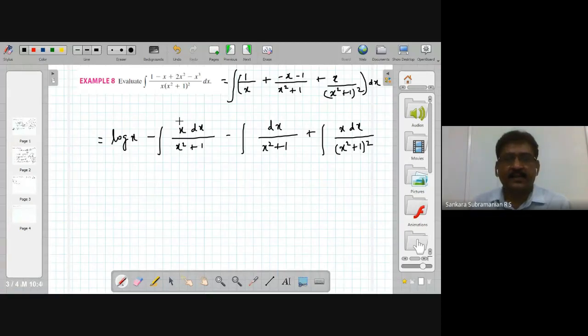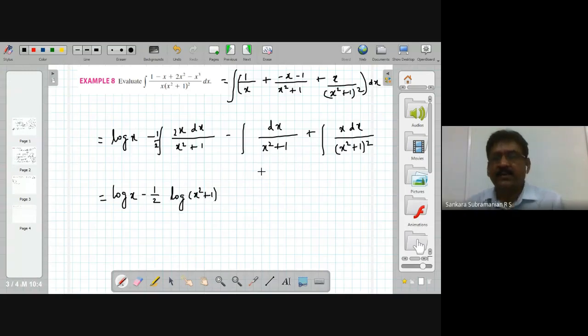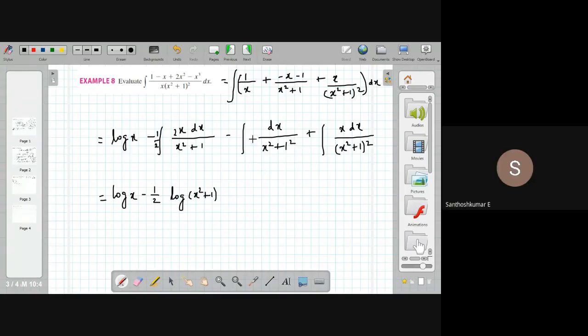This is direct because you differentiate the denominator, right? x square plus 1, you get 2x dx, but you have x dx in the numerator, so you can adjust by multiplying and dividing by 2. So you get this is log of x minus 1 by 2 log of x square plus 1. This is the straight formula, tan inverse 1 by a.